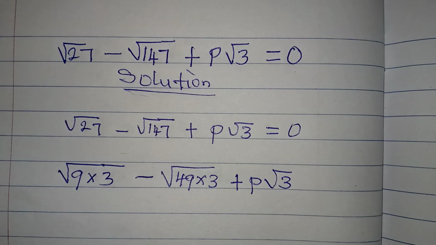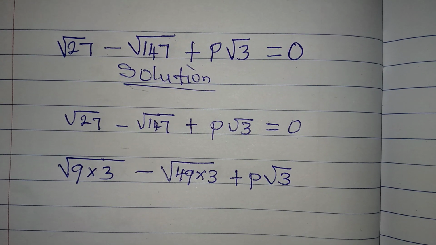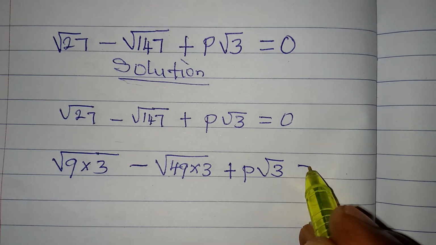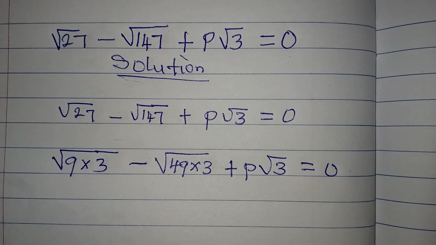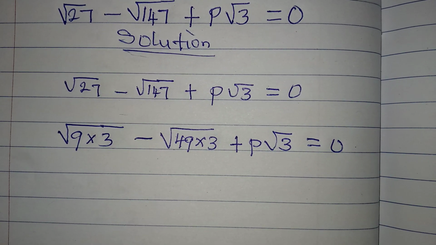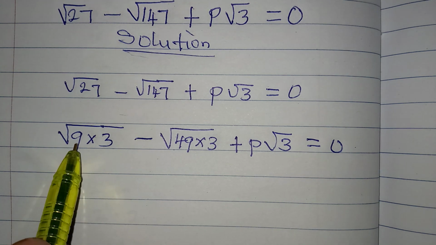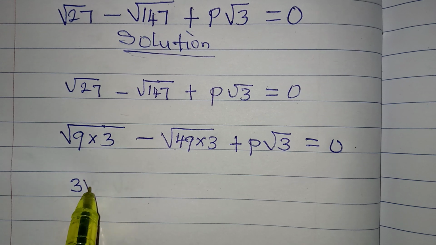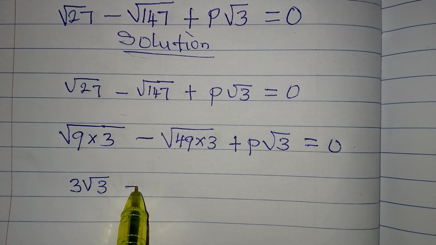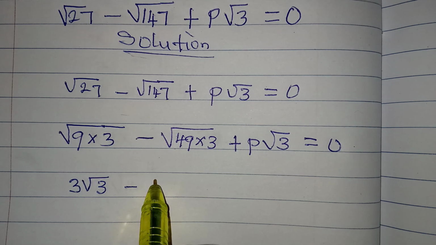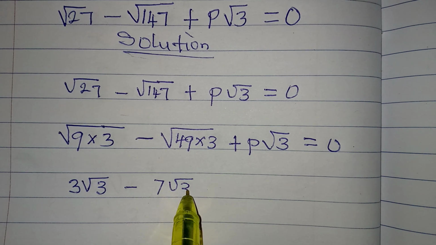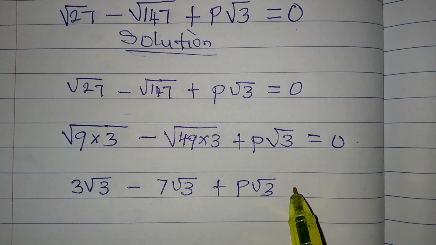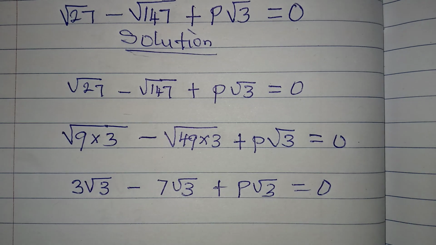Now we can break root 3 into any smaller factor, right? So that's the root 3 in there, and this is equal to 0. Now let's take a step further. Now remember that we can find the square root of 9 here, which will give us 3 directly. Then we have root 3 minus, here square root of 49 will give us 7, and then we have root 3 attached, plus p root 3, which should be equal to 0.